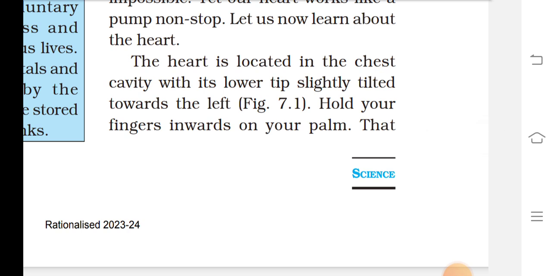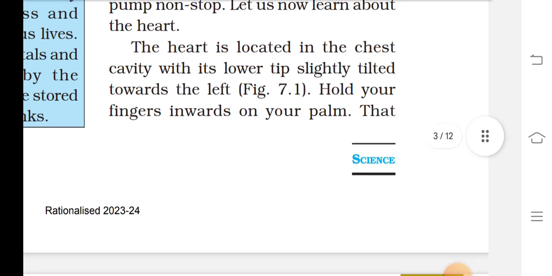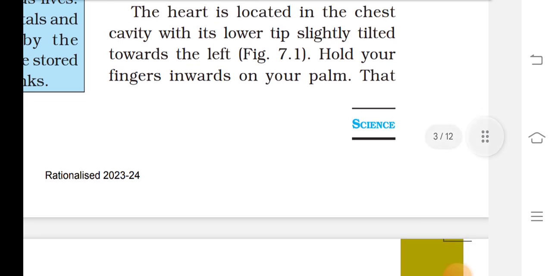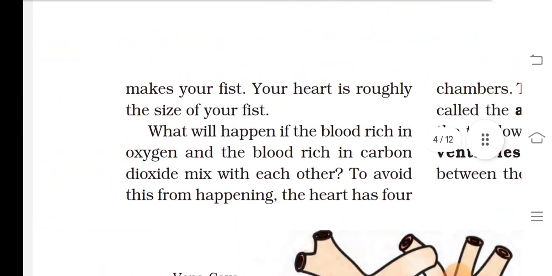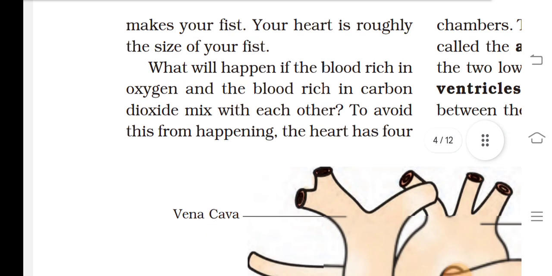The heart is located in the chest cavity with its lower tip slightly tilted towards the left. Fold your fingers inward on your palm to make a fist. Your heart is roughly the size of your fist.